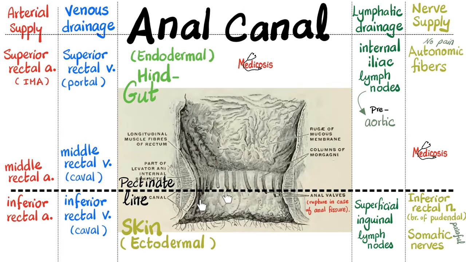Venous drainage of the anal canal above the pectinate line: superior rectal vein and middle rectal vein. How about below the pectinate line? Inferior rectal vein. Above the pectinate line, mostly portal circulation, but below the pectinate line, caval or systemic circulation. This one is going to the portal vein, but this one is going straight to the inferior vena cava.